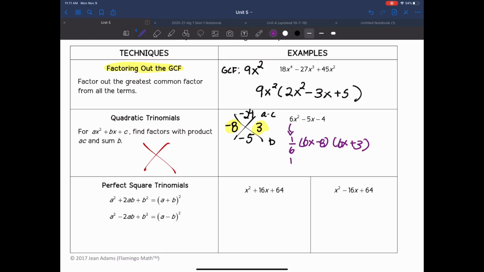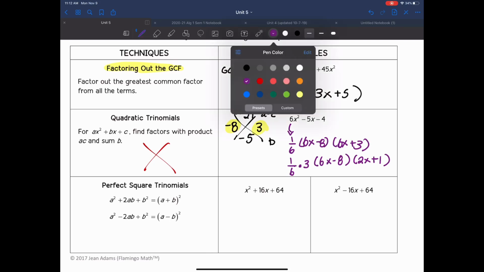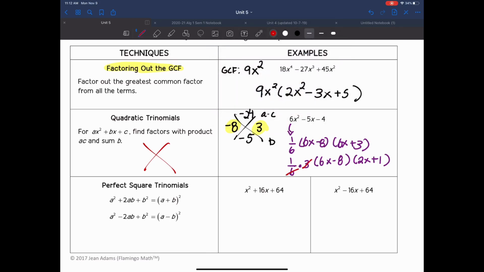So really, this is going to turn into 1 over 6 times 3, because I'm going to pull a 3 out. And I'm going to have 6x minus 8 times, if I pull a 3 out of the second one, 6 divided by 3 is 2, so 2x. 3 divided by 3 is 1, so I have 1 over 6 times 3 times 6x minus 8 times 2x plus 1. Well, I know that 1/6 times 3, I have a 3 on top and a 6 on the bottom. So 6 divided by 3 gives me 2. That turns into 1/2.